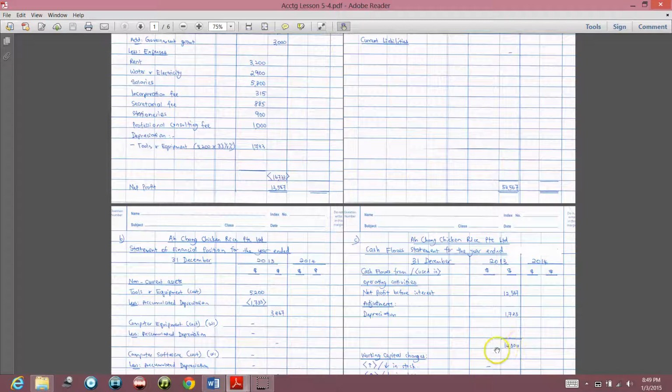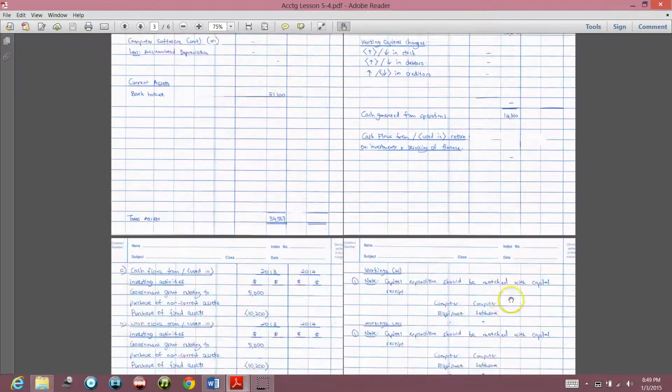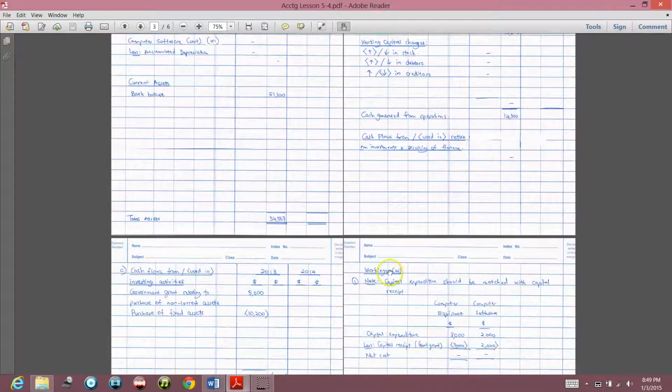Okay, then you put a subtotal here, and then all these, at the first year there's no stock, debtors and creditors, so these are all 0. So your cash generated from operation is 14,300. Okay, so here is 0 because it's nothing.